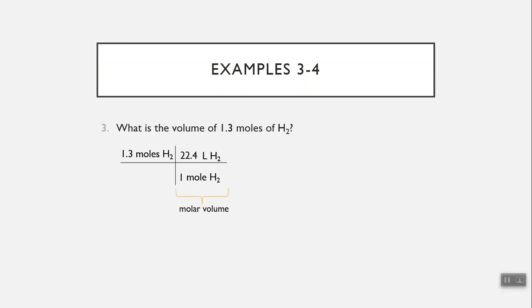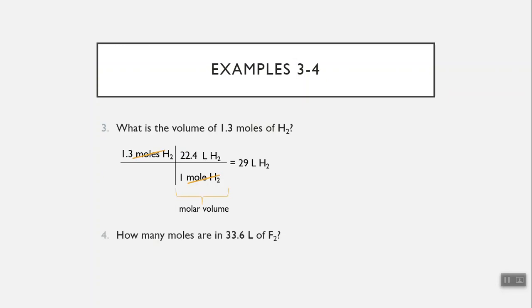Remember, say it out loud, right? 1 mole. So where you see the word mole, you're going to write 1. Where you see the liters is 22.4. Okay, so multiply across. We're just dividing by 1 here. So like units cancel, and we get an answer of 29 liters of hydrogen.